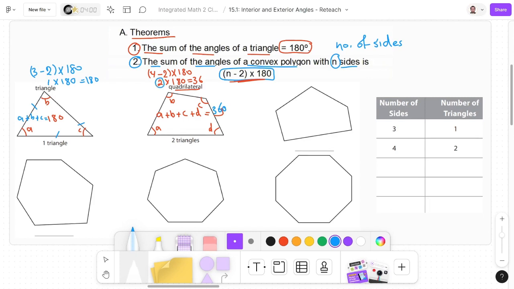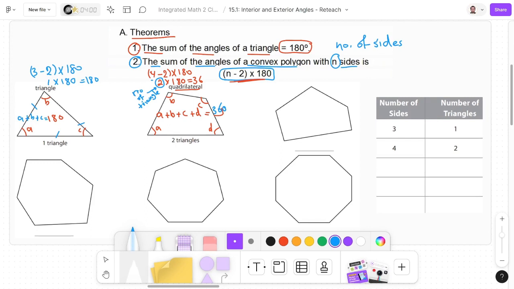Also, if you want to know where this number 2 comes from, after we subtract from 4, this 2 here represents the number of triangles. So if I have a polygon, after I subtract 2 from the number of sides, this shows me the number of triangles.